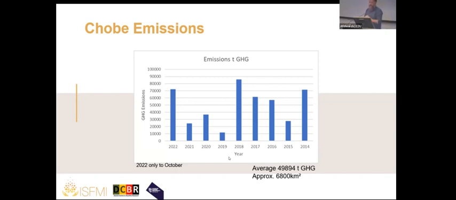And for the Chobe area, with 2022 only been up until October, for around a 6,800 kilometre squared area, there's almost 50,000 tonnes of emissions going up on average every year, which is quite significant. That's a lot of emissions. And so with a project, if they can reduce those emissions as they do in Australia, they can sell those.